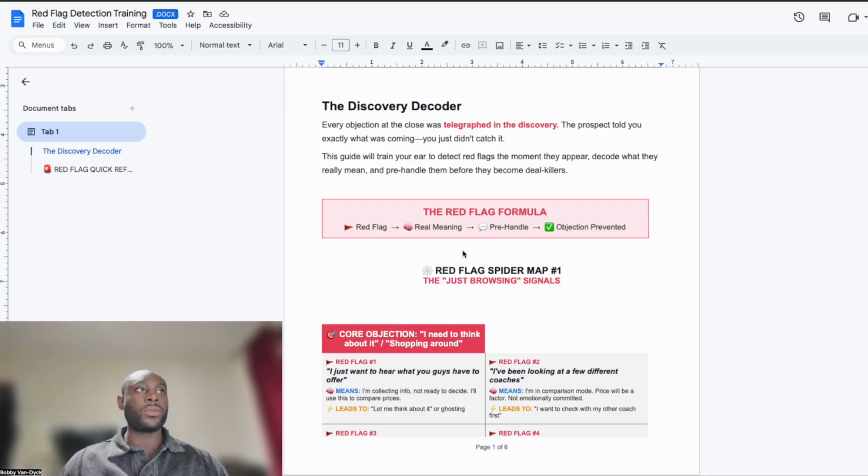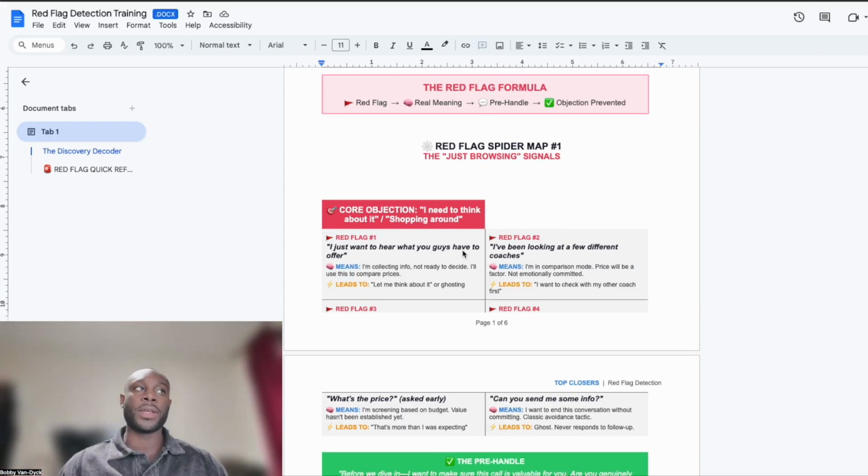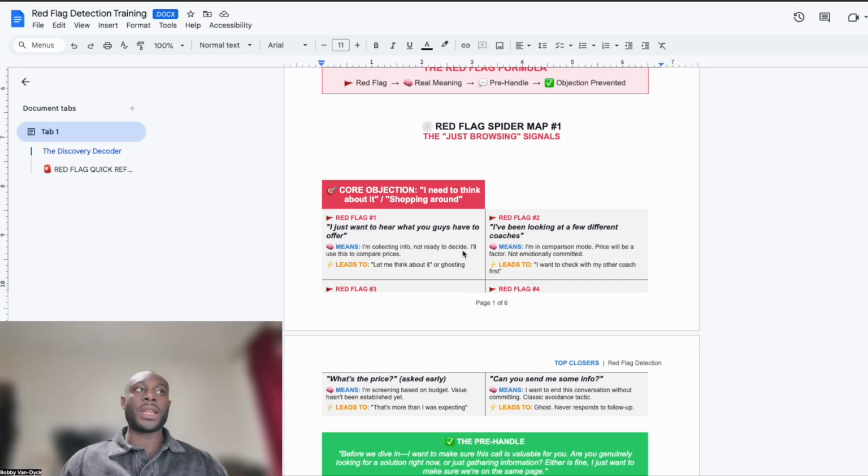Super simple. So a really common red flag that we get, right? People giving that kind of just browsing signal, like they're not serious, they're not committed. And it comes in different ways. I have four examples, right? So, "I just want to hear what you guys have to offer." That means I'm collecting information, not ready to decide. I'll use this to compare prices. This leads to "let me think about it" or ghosting, right?